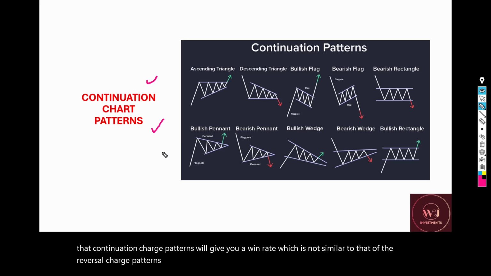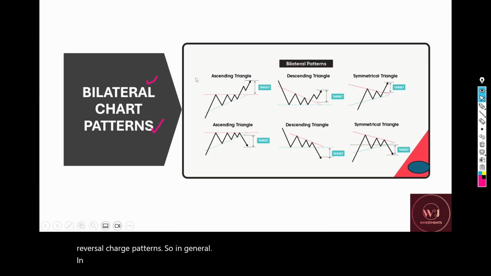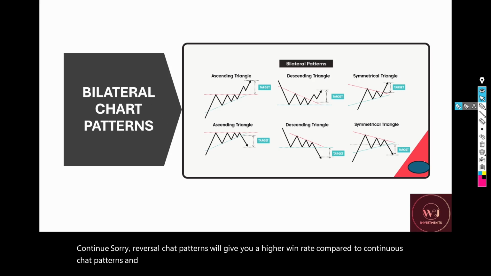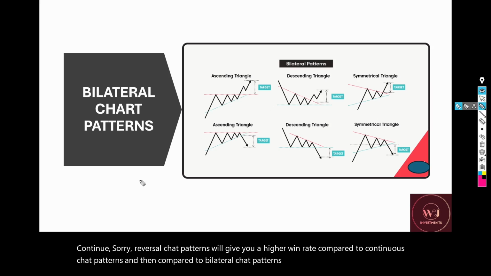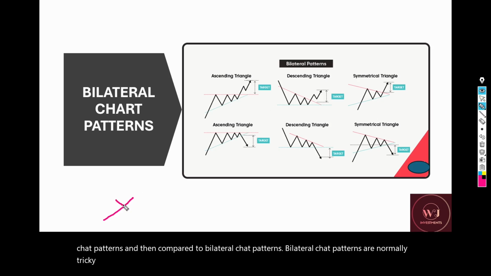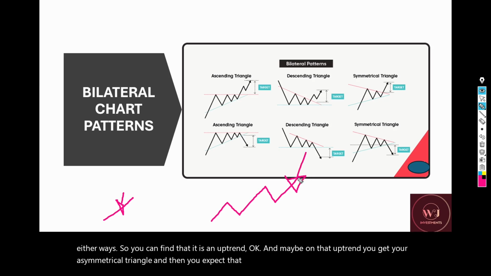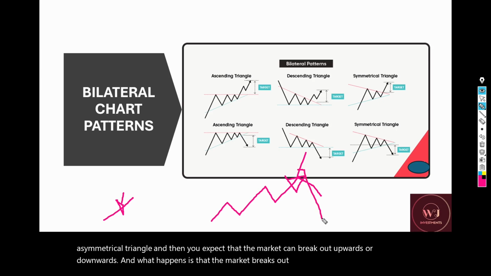So in general, reversal chart patterns will give you a higher win rate compared to continuation chart patterns, and then compared to bilateral chart patterns. Bilateral chart patterns are normally tricky because when they happen in the market, it signals that the market can still go either way. So you can find that it is an uptrend, and maybe on that uptrend you get a symmetrical triangle, and you're expecting that the market can break out upwards or downwards. And what happens is that the market breaks out upwards shortly, and then it reverses rapidly.